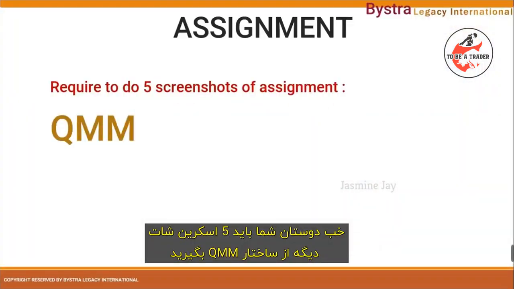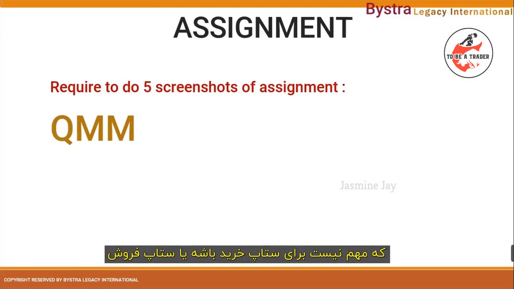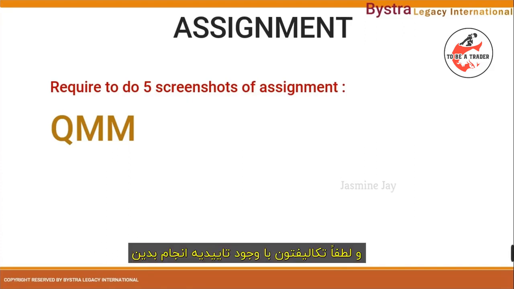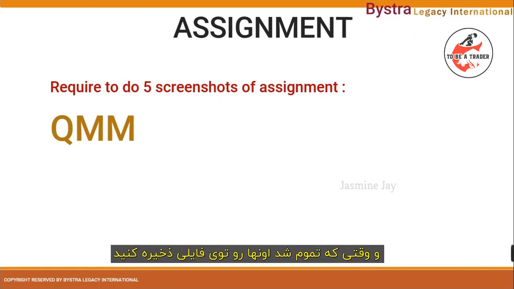Alright guys, you are required to do another 5 screenshots of QM manipulation assignment. It doesn't matter whether it's a buy setup or a sell setup. Most important part, remember, we need to have the SOP of the 3 things and how to draw the 3 things. Remember those guys. Please do include your confirmation in your assignment. Once you are done, save it in the folder.